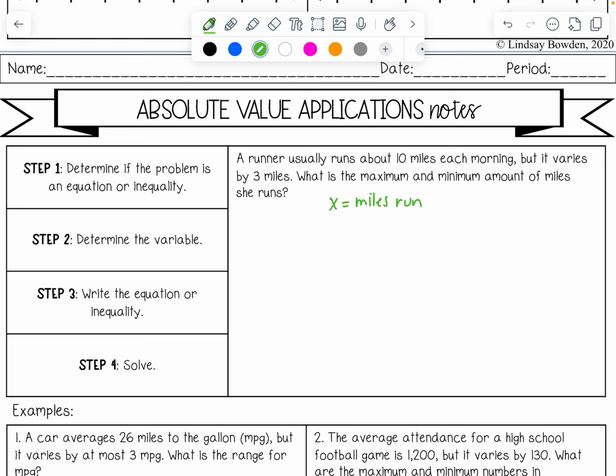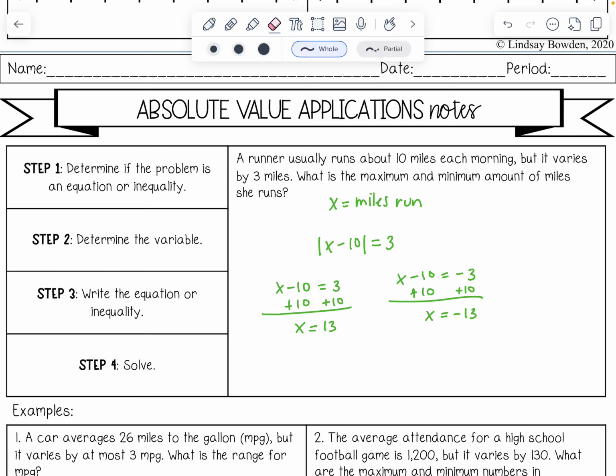And let's just read through the problem again. A runner usually runs about 10 miles each morning, but it varies by 3 miles. So the equation you would write is the absolute value of x minus 10 equals 3. Then you are going to isolate the absolute value expression, which is already done here, and then solve like normal. So x minus 10 equals positive 3, x minus 10 equals negative 3. Add 10 to both sides, so x equals 13. X equals, oops, that's not right, sorry, x equals 7.